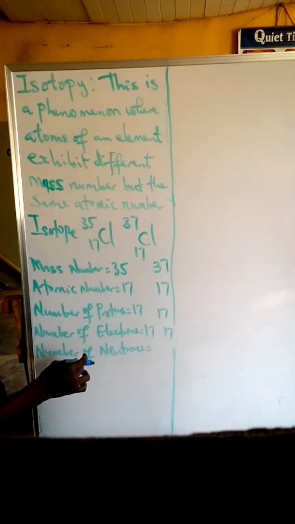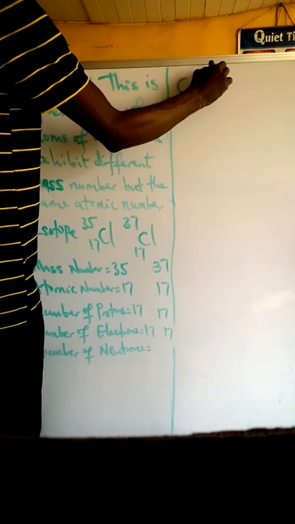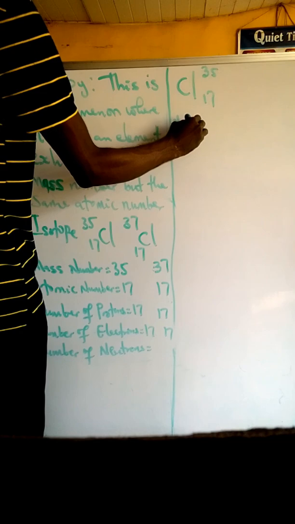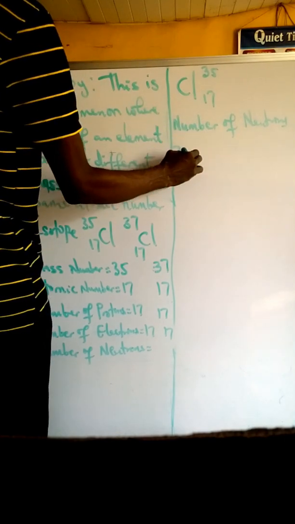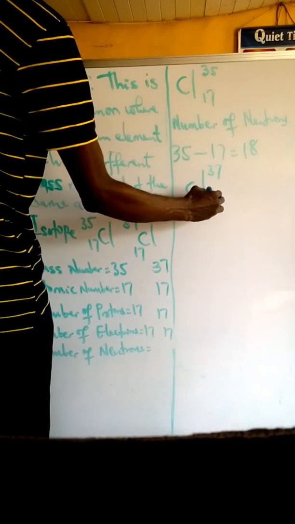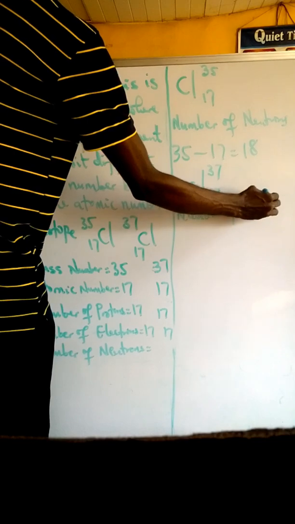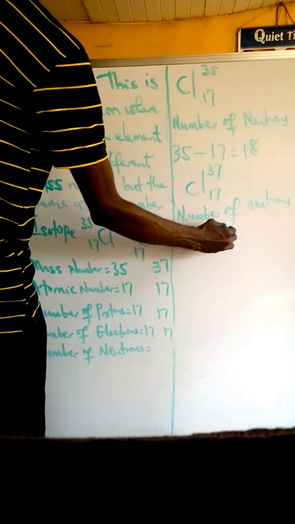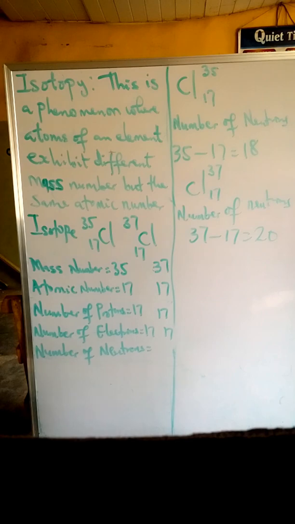For chlorine 35, 17, the number of neutrons is 35 minus 17, and that is 18. Then chlorine 37, 17, the number of neutrons is 37 minus 17, and that is 20. That is the difference between the two chlorine atoms. So the two chlorine atoms are isotopes of chlorine.